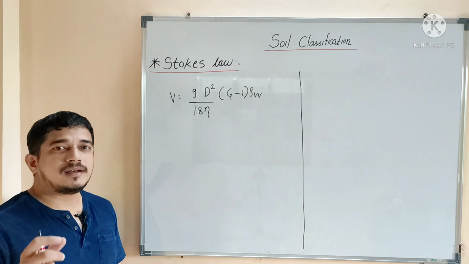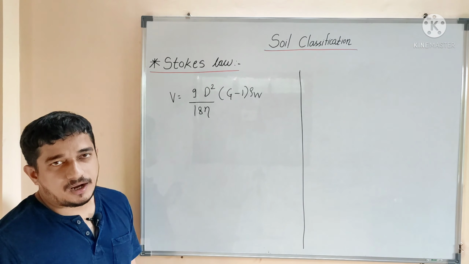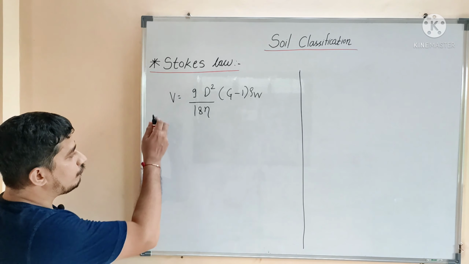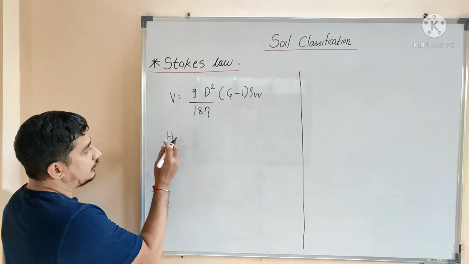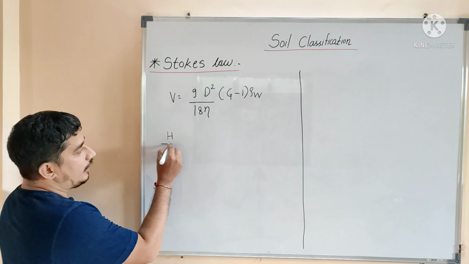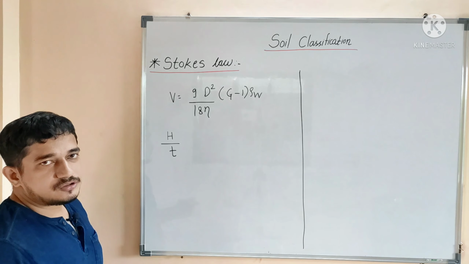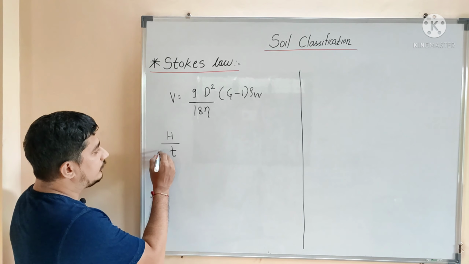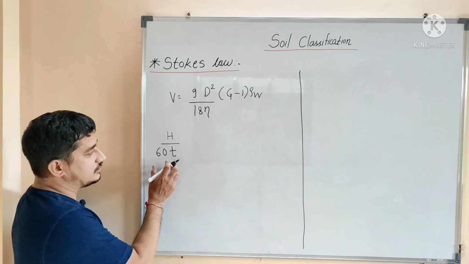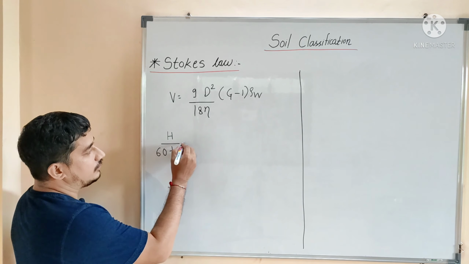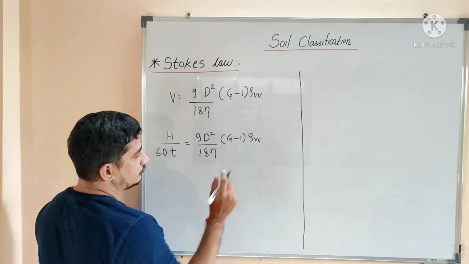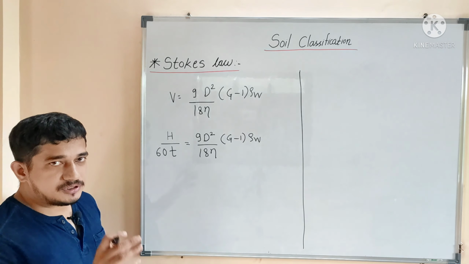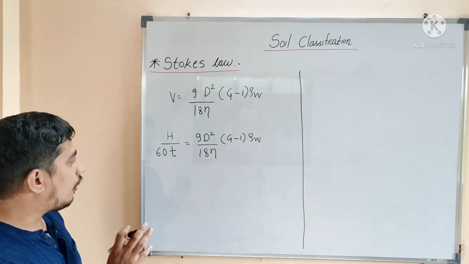Let us consider that the particle is settling for a height h and in a time t. So the velocity is given by distance upon time. So v is equal to h. Let us consider h in centimeter and t in second. So suppose t is in minutes, then to have it in seconds, it is multiplied by 60. So it is 60 t. So h by 60 t is equal to, we want to find out the diameter of that particle which is settling in the fluid. So how can we find it out?